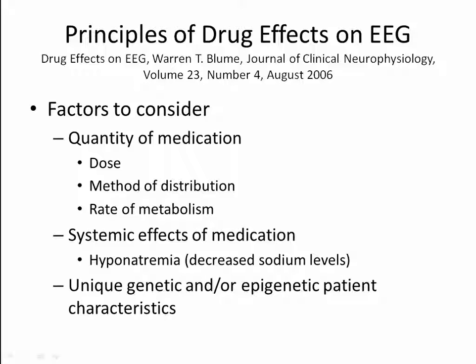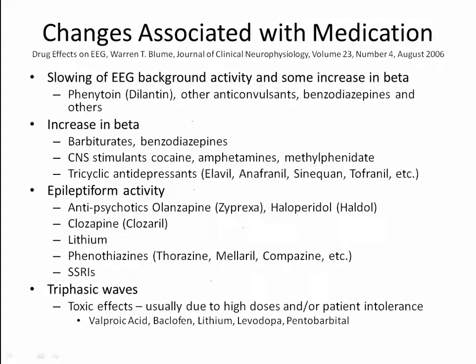For example, if you're looking at the effect of barbiturates on an individual who is a chronic alcoholic, they may have a different response to barbiturates than does someone who is completely naive to central nervous system depressants. So these are all issues to take into consideration.